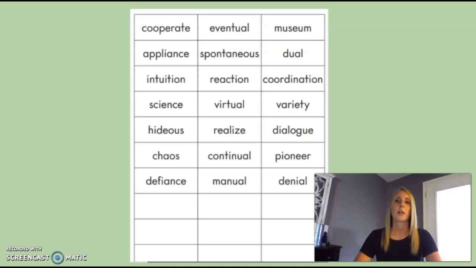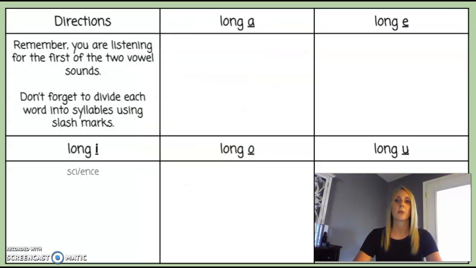In this activity, you will have two slides. The first slide is a list of words for you to work with on the second slide. All of these words on the first slide have a vowel-vowel pattern. On the next slide, you will be sorting these words into their correct category based on the first of the two vowel sounds you hear in each word. You will also be dividing each word into syllables using slash marks.